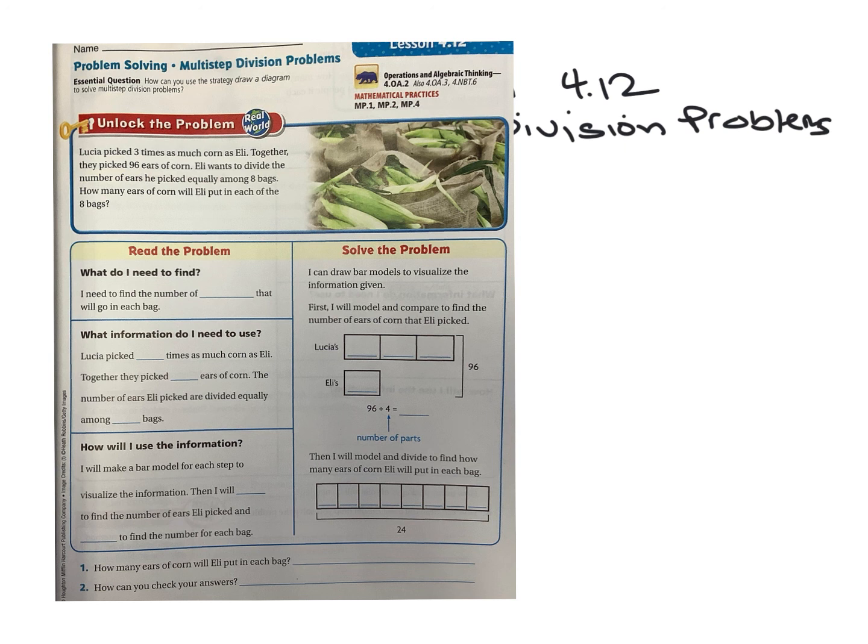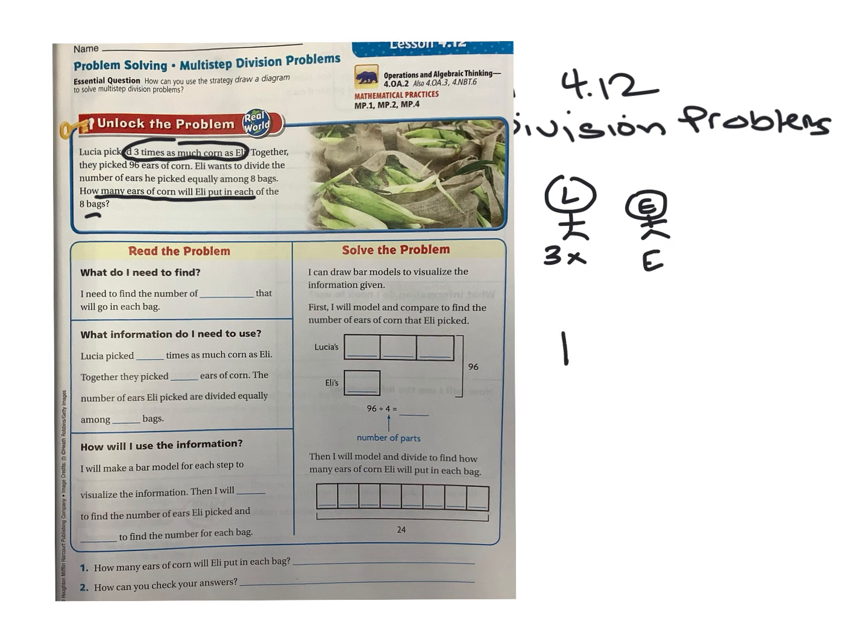We know we need to know how many ears of corn will be in 8 bags. And here's our first piece of information. Lucia picked 3 times as many as Eli. Oh, this is kind of looking familiar, right? I'm going to draw a picture. Lucia picked more, so I'm going to make her taller. She picked 3 times the amount that Eli did. I'm going to make Eli shorter because he picked less. It's just what my brain needs to do. I don't know how many Eli did.